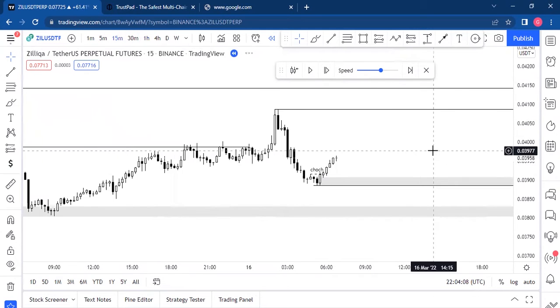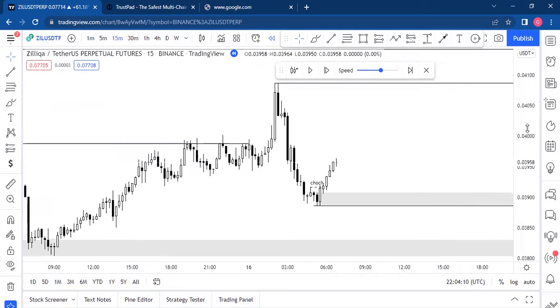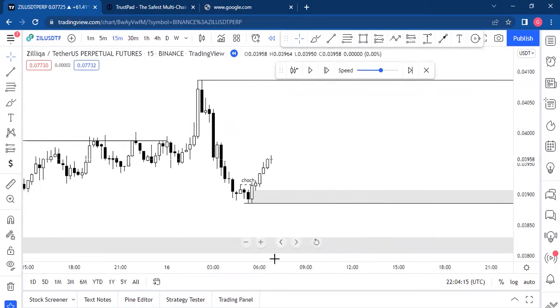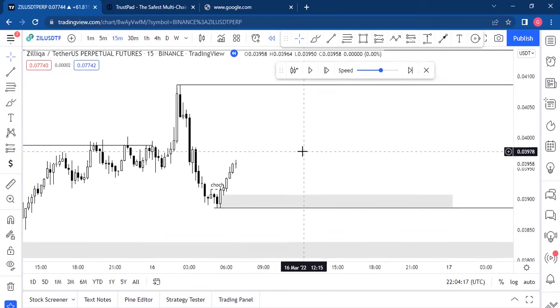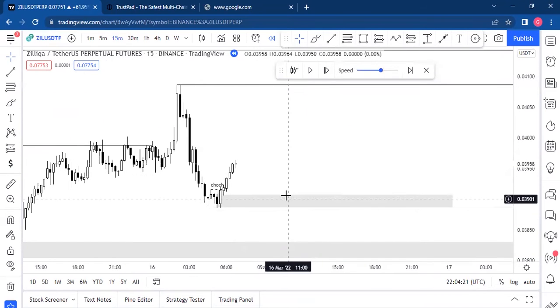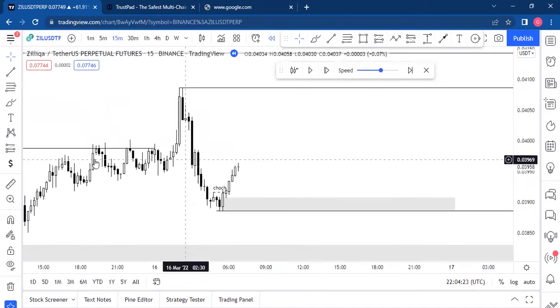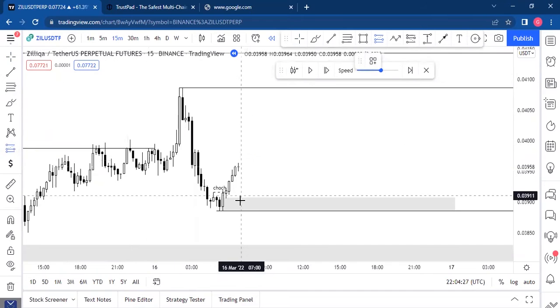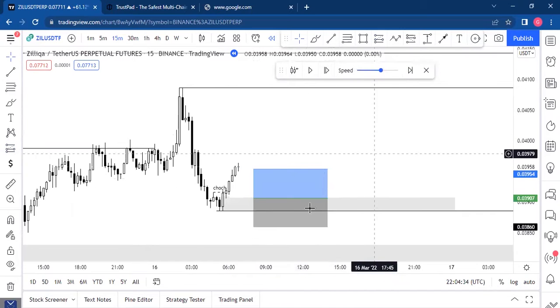So let's go back to the 15 where we were. Right. So now we have marked out where we want to take our entry. Here we want to take our trade from with our entry points, right? So bringing out our long position, to mean that we want to buy, want to long, okay? We long from this position here.